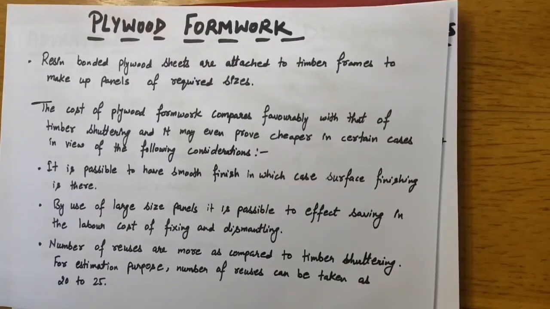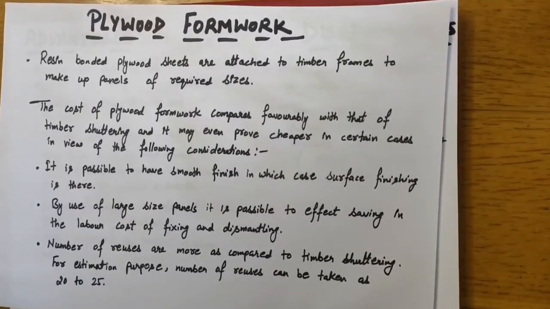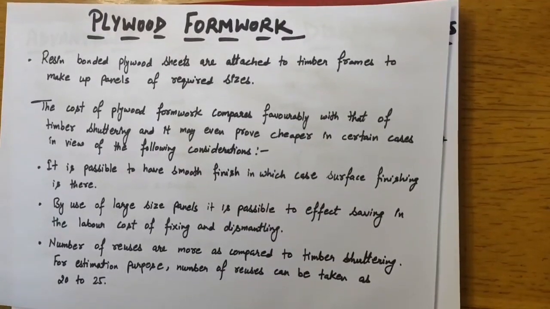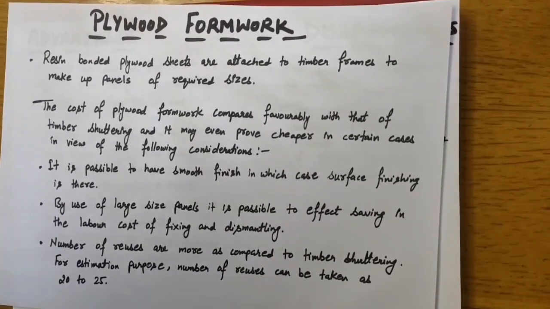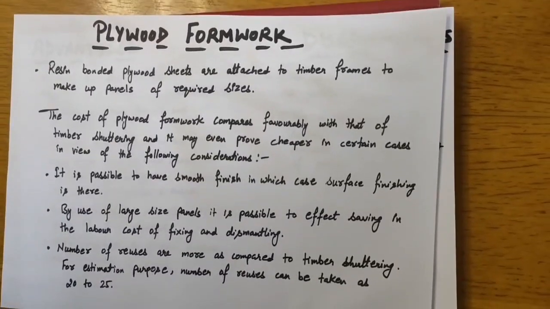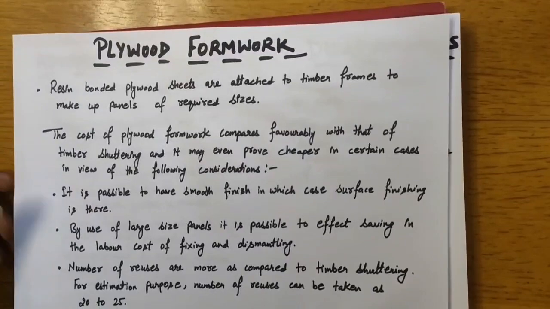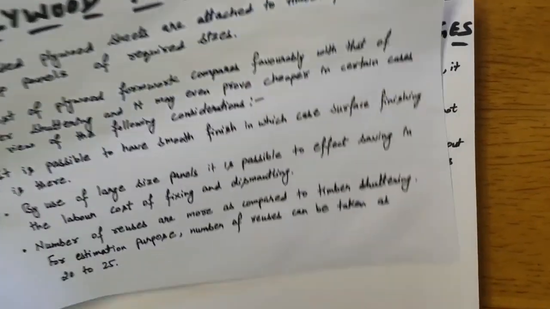Number of reuses are more as compared to timber shuttering. For estimation purpose, number of reuses can be taken as 20 to 25. So these kind of panels you can use like 20 to 25 times again and again, which is more as compared to the timber formwork.